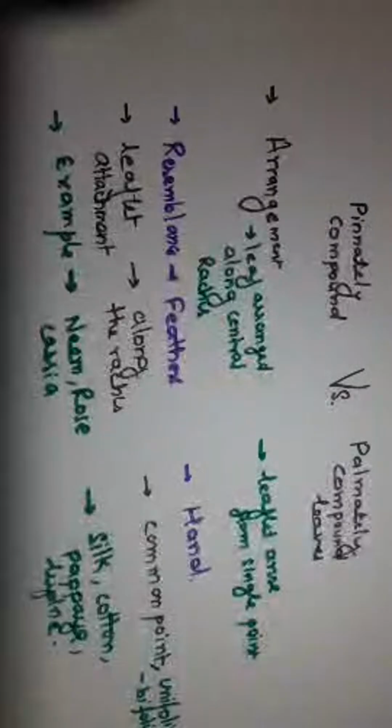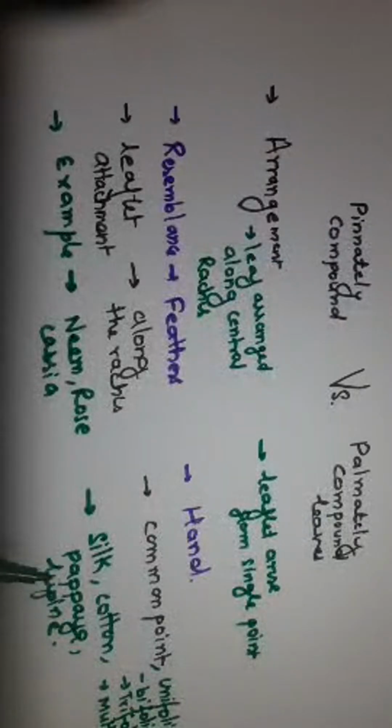And in the palmately compound leaf, the leaf can be unifoliate, which means there will be one leaf only. It can be bifoliate also. Bi, we know, is two leaves. And it can be trifoliate also. Tri means three leaves. Because they are arising from a common point, it can be one, two, three, or multifoliate. Multi, we know, means many leaves. This kind of palmately compound leaf is found in the case of silk cotton and papaya. So this is all about the difference between the palmately and pinnately compound leaf.